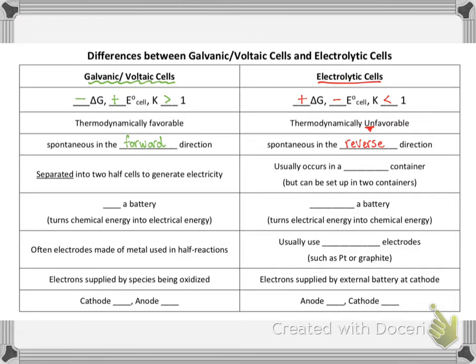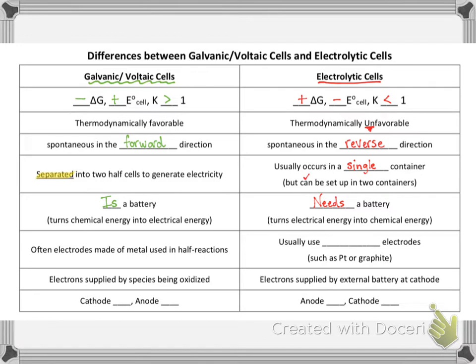Voltaic cells are usually separated into two half cells, so you can actually get a flow of electrons. You get electricity from that. But most of the time, electrolytic cells will be in a single container. You can do it in two containers, but it's usually just in one. A galvanic cell, of course, is a battery, but an electrolytic cell needs a battery. It has to do with the types of energy being transformed. A galvanic or voltaic cell turns chemical potential energy into electrical energy. In an electrolytic cell, you're taking your energy source, your voltage, and turning electrical energy into chemical potential energy.